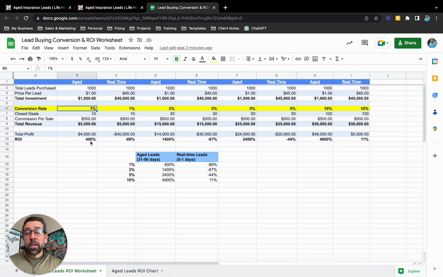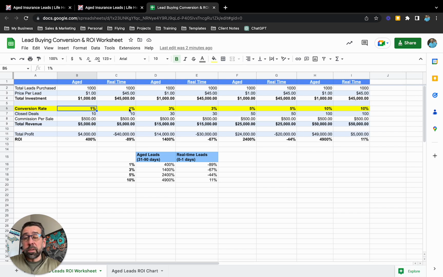And this is where the ROI and sort of the affordability of age leads helps out a lot compared to sort of real-time leads, right? Because an age lead is only about $1. This is $45, on average. Some of them can be even more costly. If you're doing live transfers, you could be into the hundreds of dollars each, right?